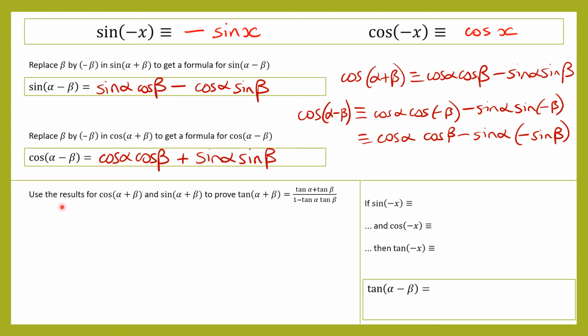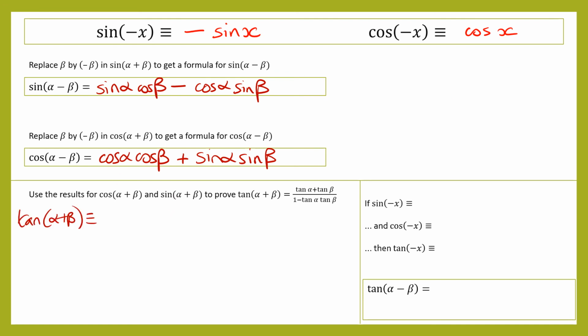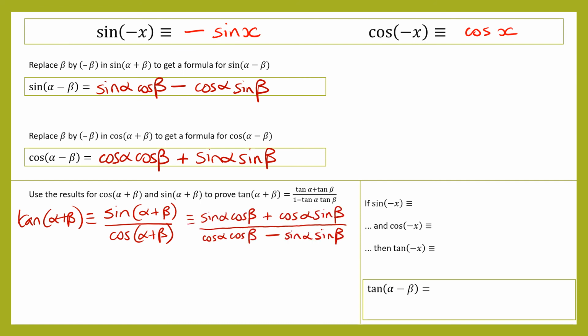Just two identities left. We're going to prove tan of alpha plus beta now, using the results for cos of alpha plus beta and sine of alpha plus beta. So tan of alpha plus beta is what we want, using an identity that we have from AS Maths. Sine of alpha plus beta over cos of the same angle will be the same as tan of that same angle. So now let's write out the two results that we got earlier for sine of alpha plus beta and cos of alpha plus beta. There we go.